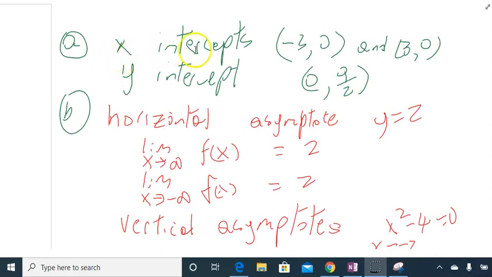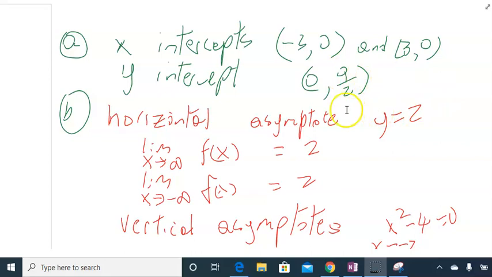For part A, your x-intercepts would be -3, 0. We find our x-intercepts by setting y equal to 0 and solving for x. And likewise for your y-intercept, you set x equals 0 and solve for y. So your y-intercept is 0, 9/2.